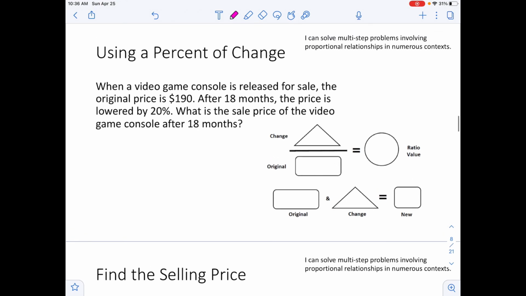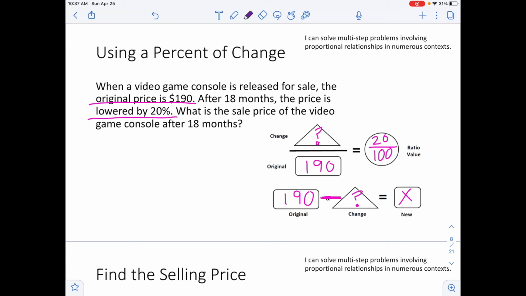The next problem says when a video game console is released for sale, the original price is $190. Okay, so we already know the original is $190. After 18 months, the price is lowered by 20%. I'm given a percent, so I'm going to write that as 20% over 100. And since I have that keyword lowered, I know that my original price is going to go down. So original minus the change is going to give me the new. My change, that difference there, is going to be my question mark.